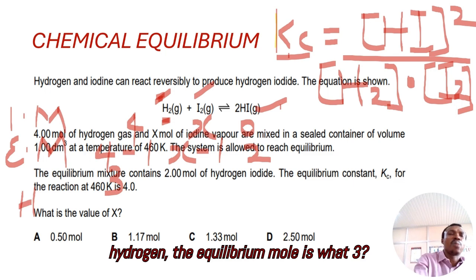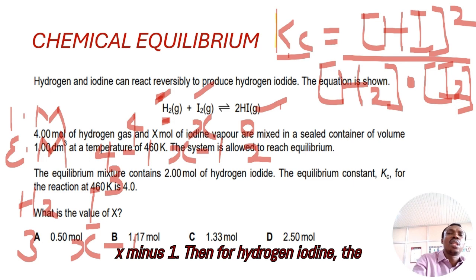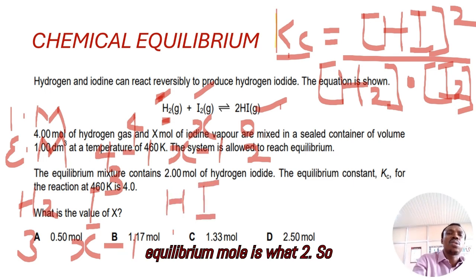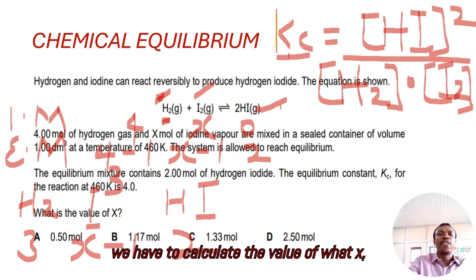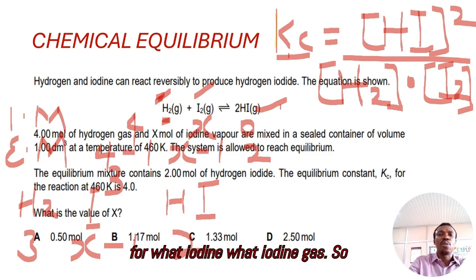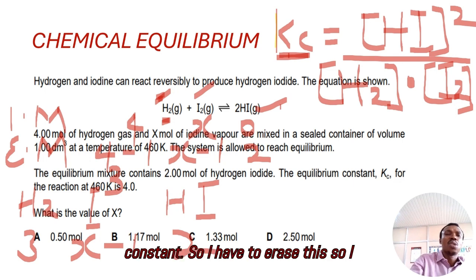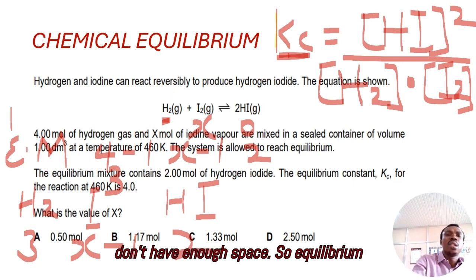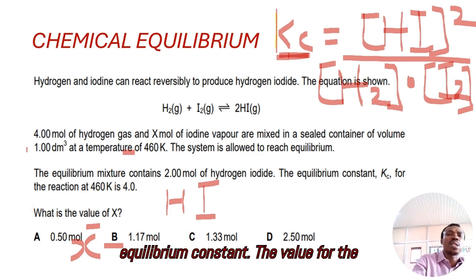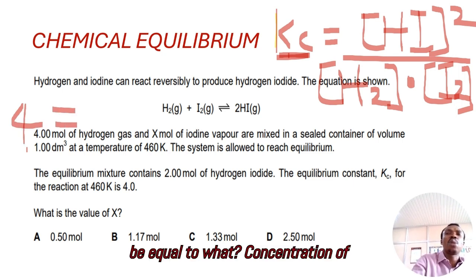So for hydrogen, the equilibrium mole is 3. For iodine, the equilibrium mole is X minus 1. Then for hydrogen iodide, the equilibrium mole is 2. So we have to calculate the value of X, which is the initial mole of iodine gas. So we're going to use the expression for the equilibrium constant. I have to erase this so that I'll have enough space. We are given the value of the equilibrium constant. The value of the equilibrium constant is 4, which will be equal to what?